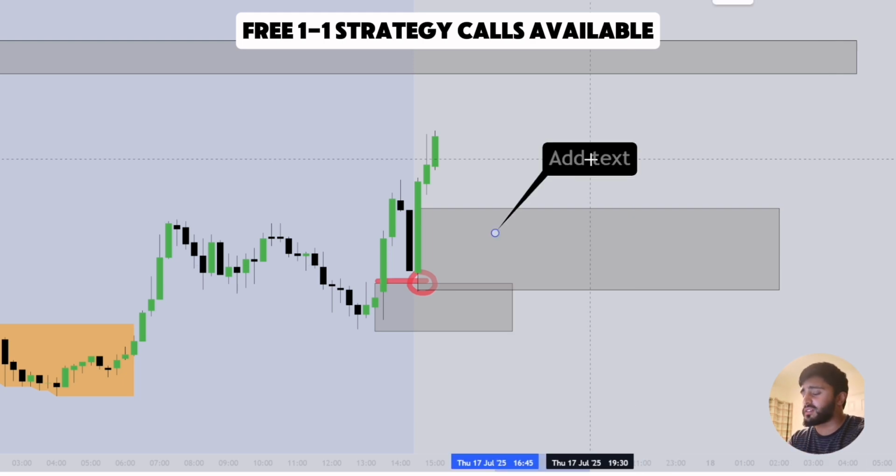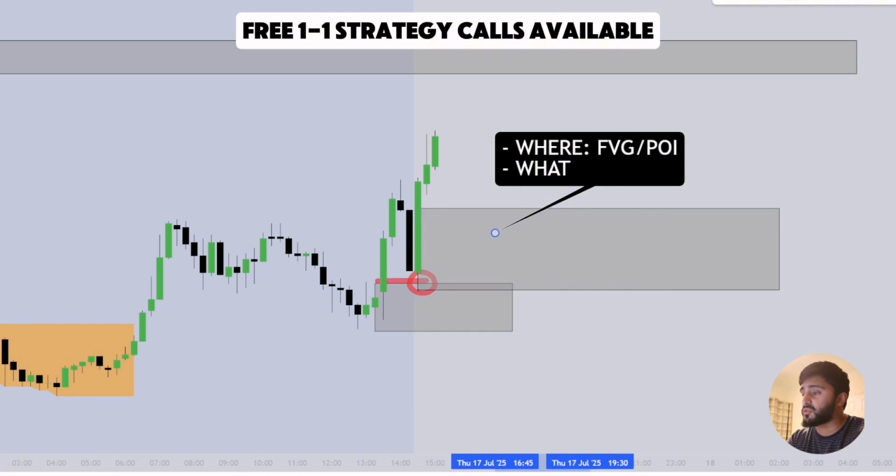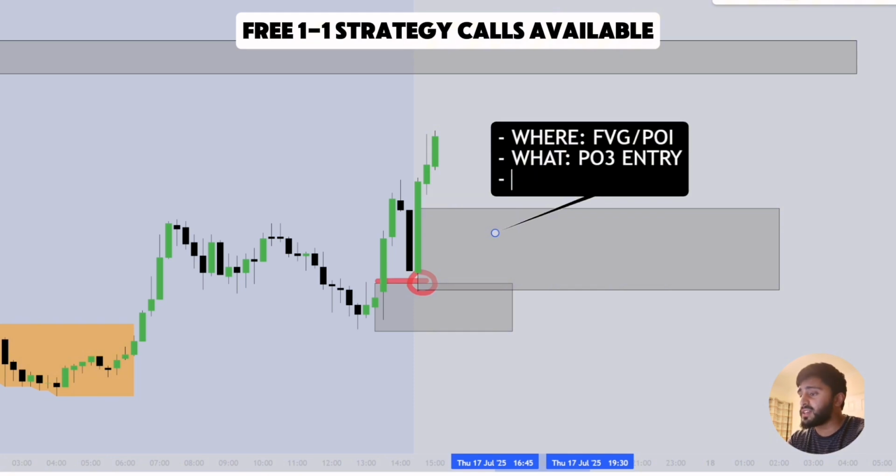I want traders to understand this. A XXX model will have three things. You need to know where to trade from. This is a fair value gap, a 15-minute fair value gap, a 15-minute POI or point of interest. You need to know what to look for, and this is essentially a PO3 entry, and we're going to dive into what that means. And then you want to know why you want to be buying in this case.